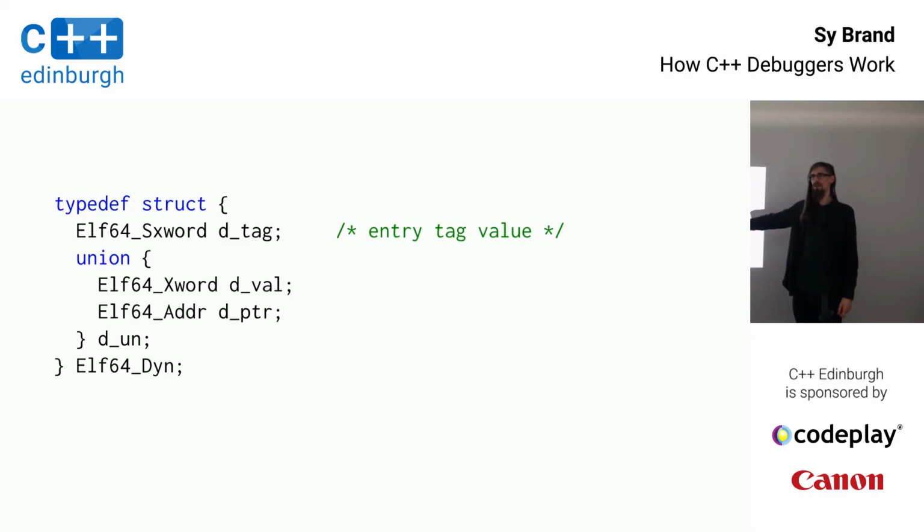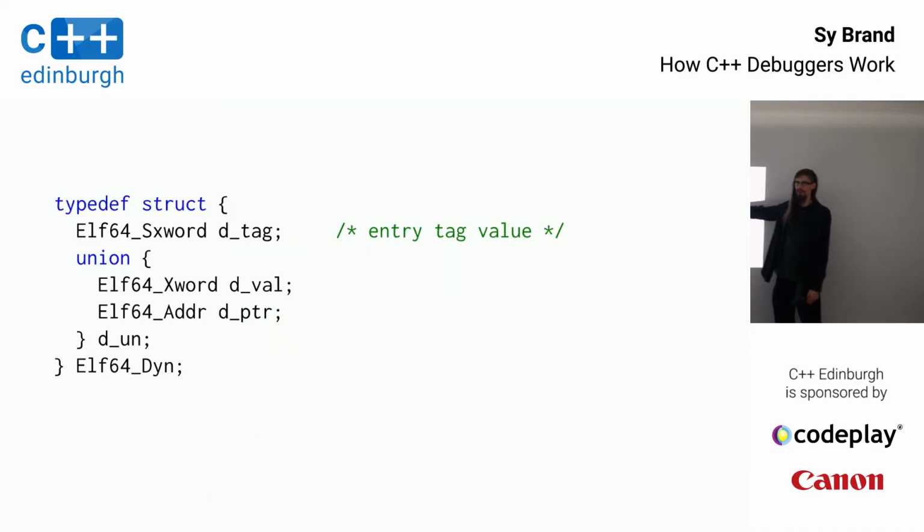This is sitting in the address space of your programs. It's essentially a large, well, not very large, structure of a tag and some value, either a value or a pointer. And this just gives you some dynamic information about your program. So this lives in your program's address space somewhere.